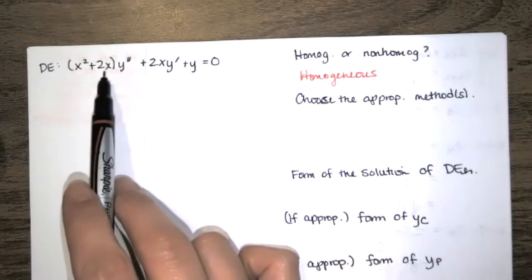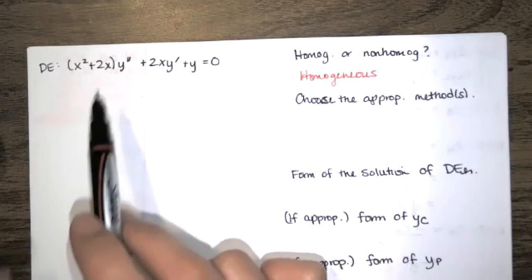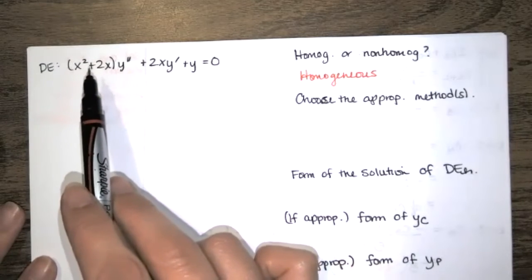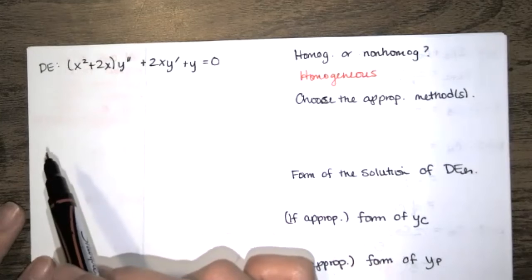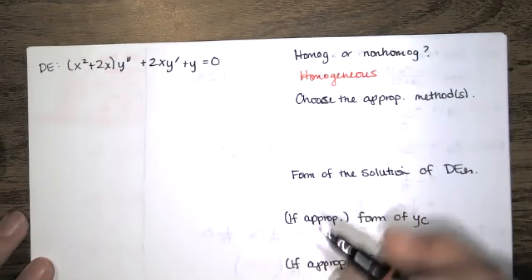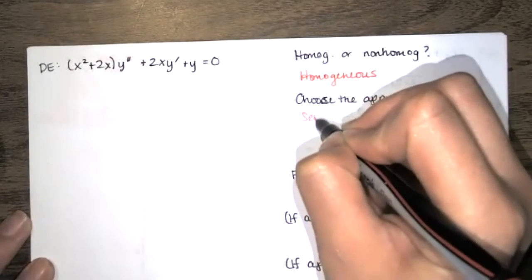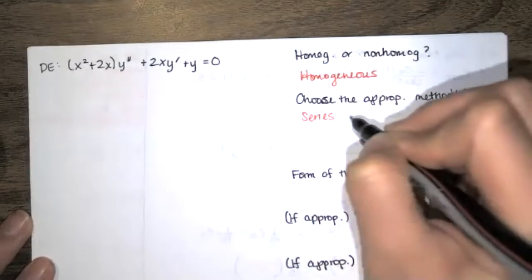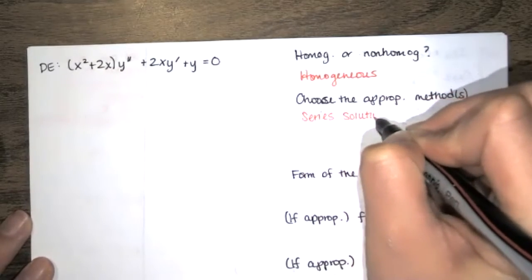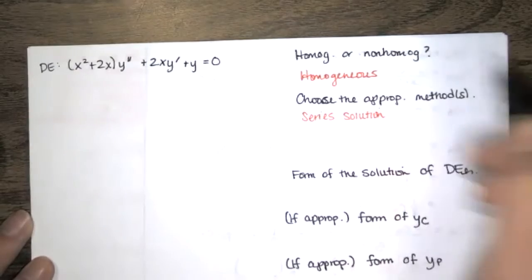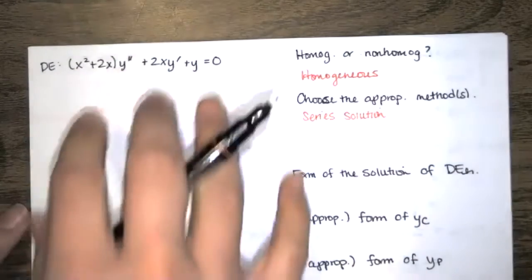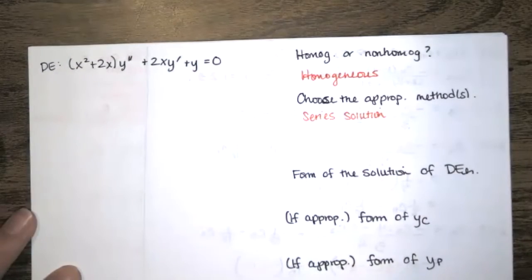I've got an x squared plus 2x. That 2x makes it not Cauchy-Euler. So this neither has constant coefficients nor is a Cauchy-Euler differential equation. So the only method that is appropriate based on what we've studied is a series solution method. Ooh, but we aren't able to solve this as a series solution about an ordinary point.